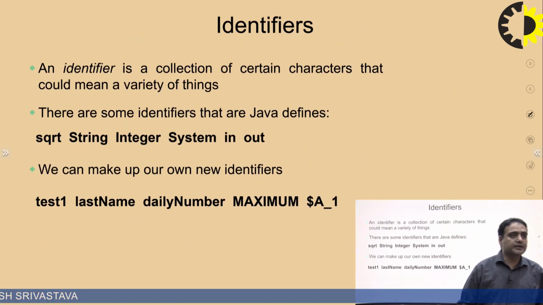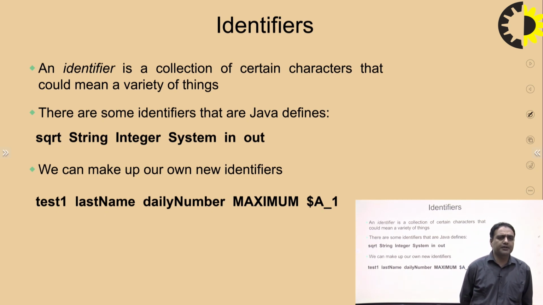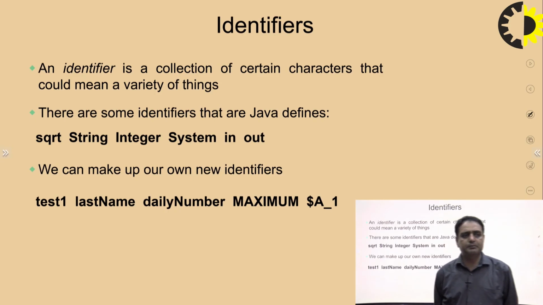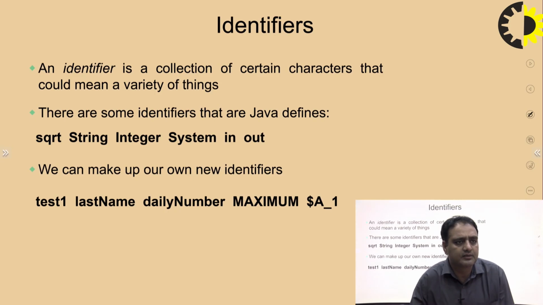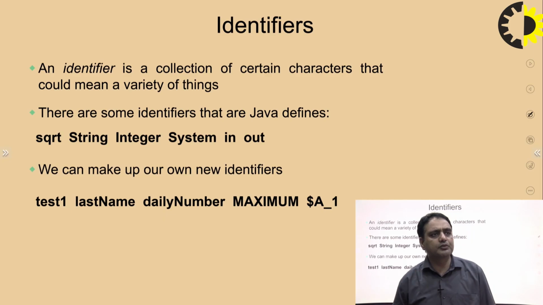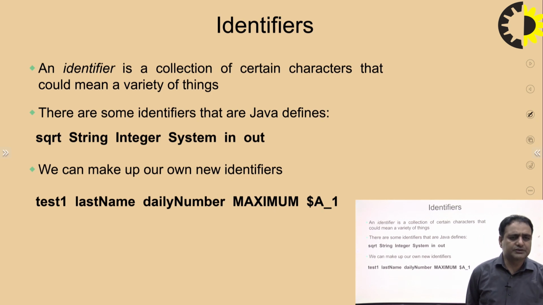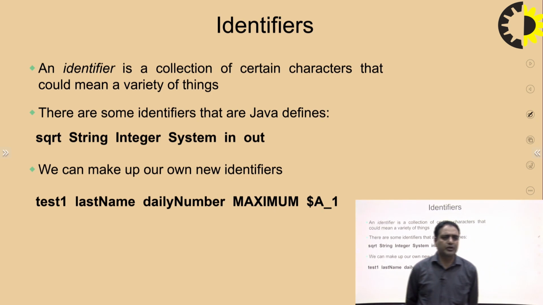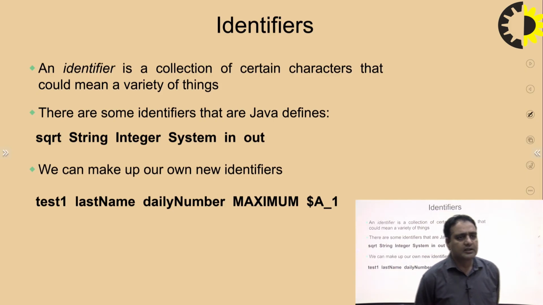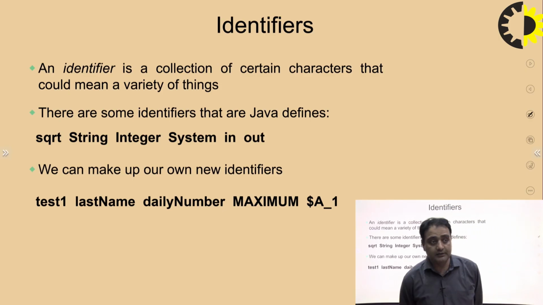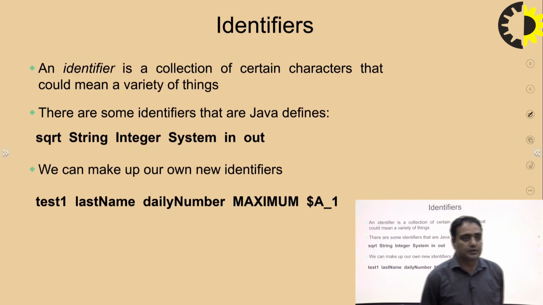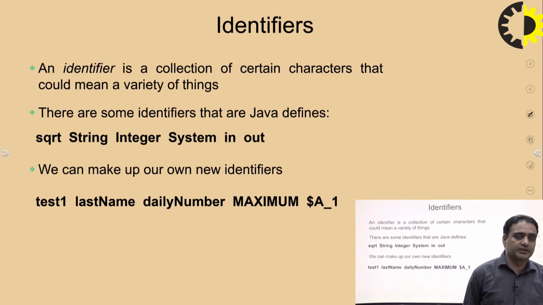Next, identifiers. What do you mean by identifier? Identifier means the nomenclature of particular variables, class names, or methods. There are certain rules for making the names for a class, for methods, for variables. We can use small a to small z, capital A to capital Z, 0 to 9, and don't use any special characters except the $ sign. The starting character should not be a numeric value.